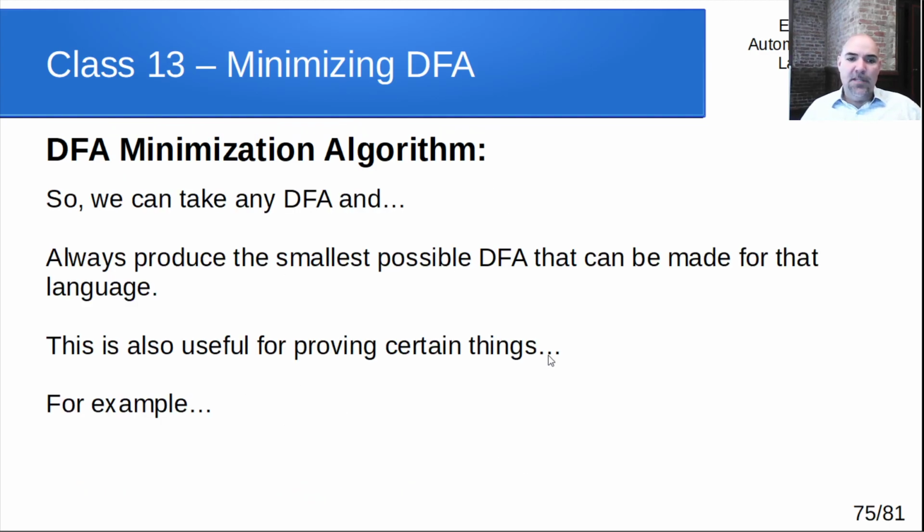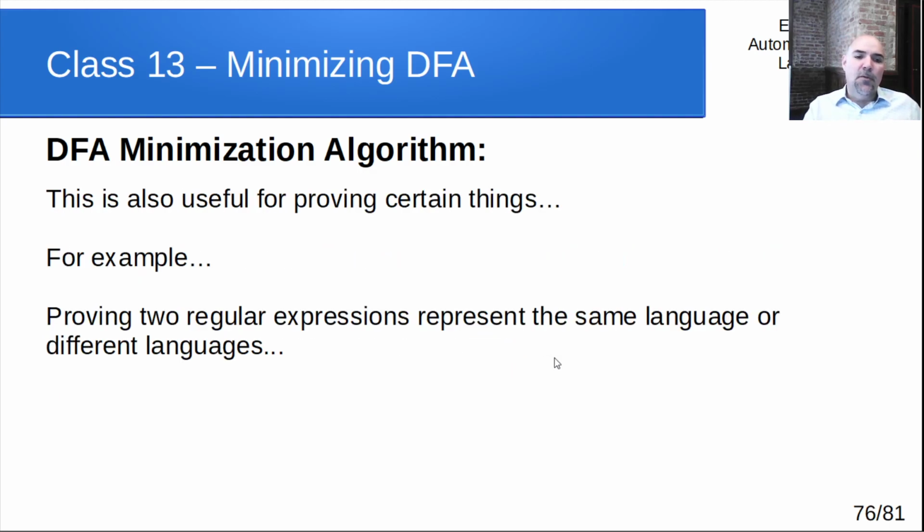All right, so we can take any DFA and always produce the smallest possible DFA that can be made for that language. And that can also be useful, as I said very early on, for proving certain things. An example of that would be, let's say we want to prove that two regular expressions represent the same language, or whether we definitively want to show that they represent different languages. Well, this is a case where that DFA minimization technique could come in handy.